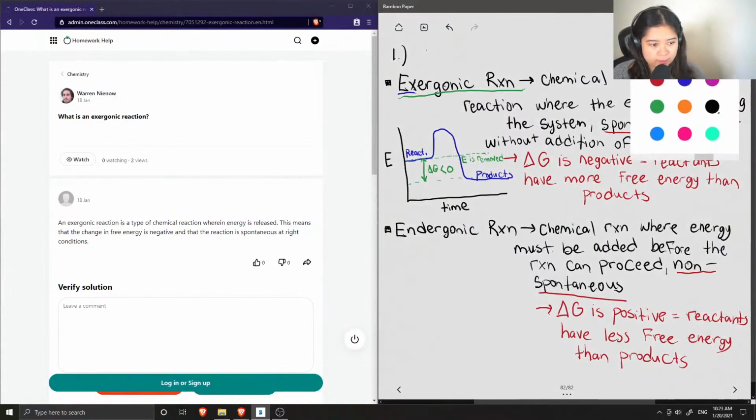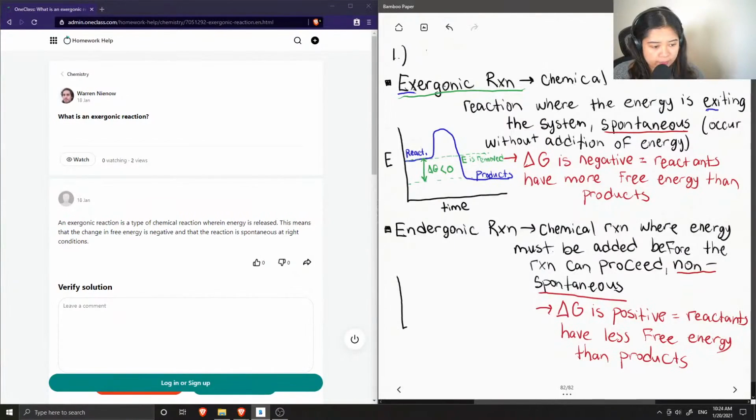Okay, so now let's compare an endergonic reaction diagram. So again, we're going to plot energy versus the time. And the energy of our reactants starts off low. And then as the energy progresses, our products have a higher energy. So this is our reactants. This is our products. And again, we can show delta G. And this time delta G is positive. So delta G is greater than 0. And energy is added.